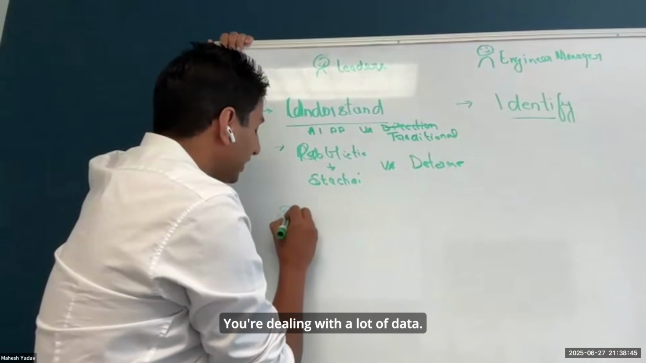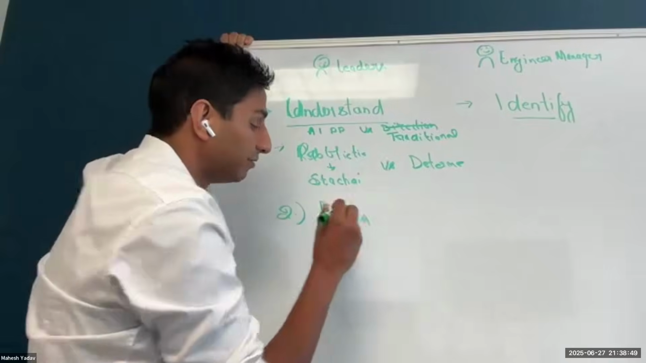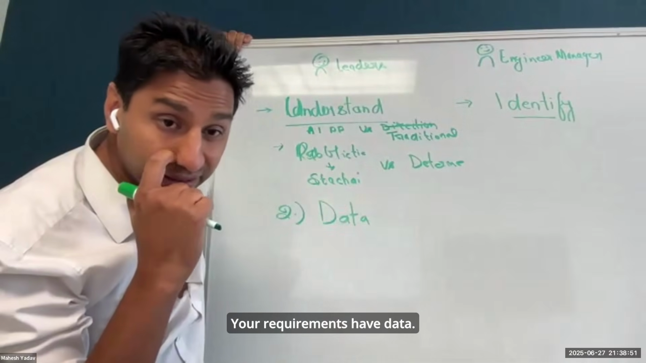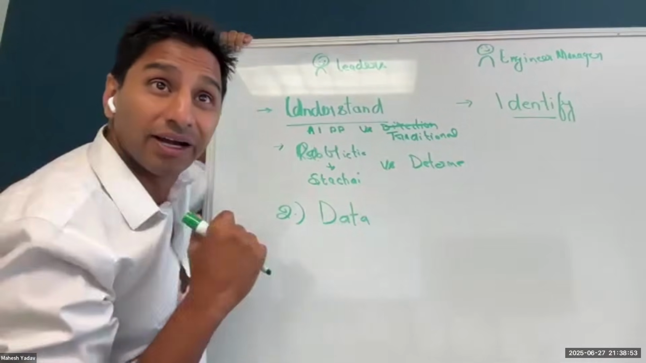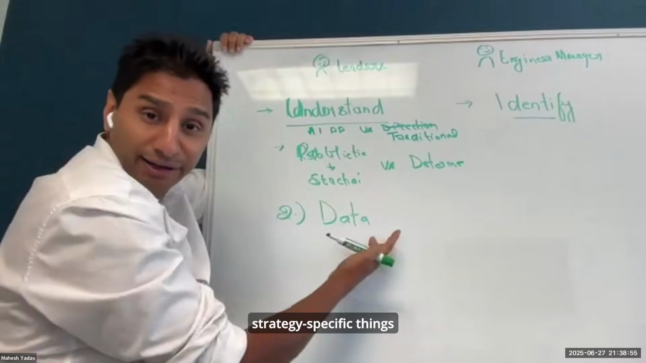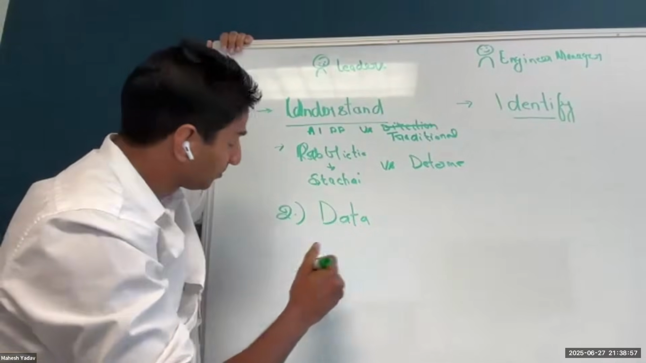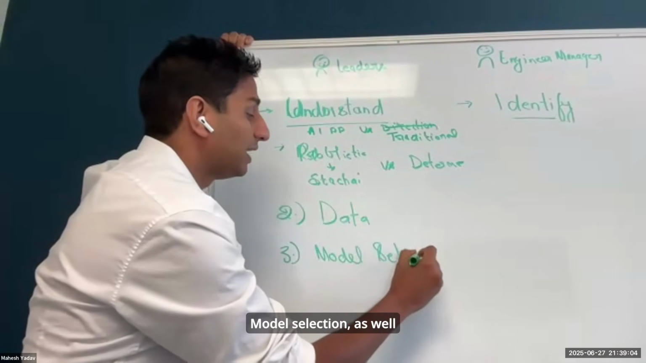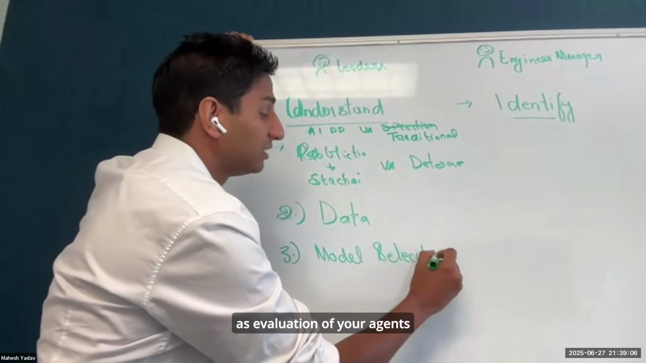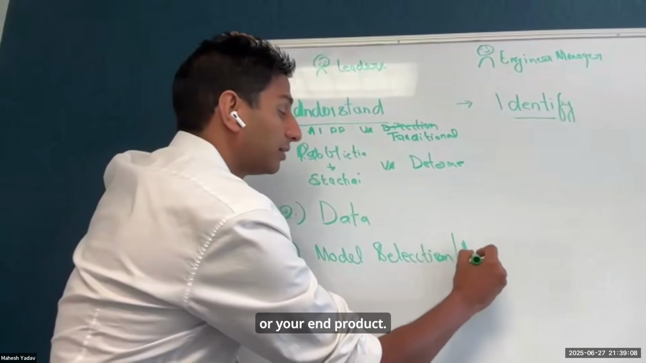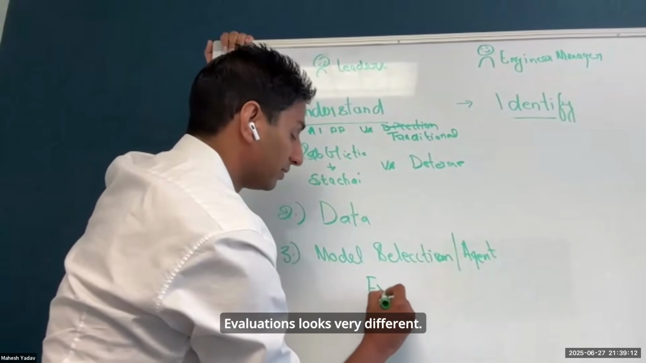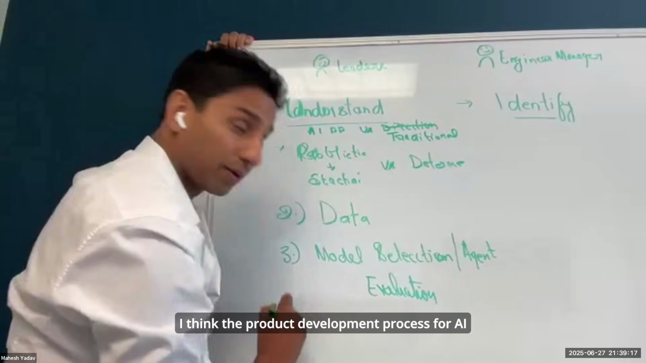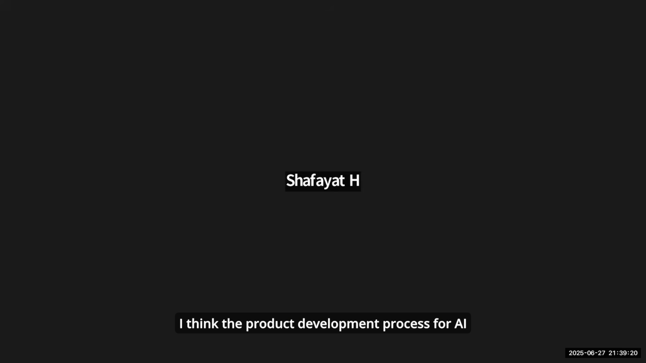You're dealing with a lot of data that was not there before, like different data. Your requirements have data, your assessments have data, and you're making a lot of data strategy specific decisions in your products. Model selection as well as evaluation of your agents or your end product evaluations look very different. I think the product development process for AI is definitely much different. It's much more hands-on for the PM in terms of getting involved and creating a lot more products.